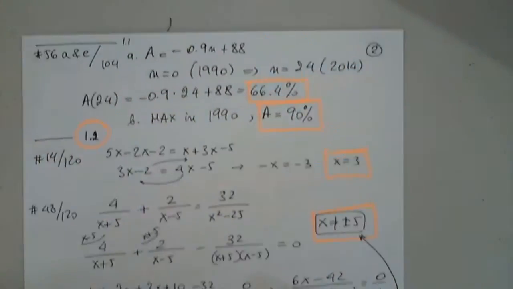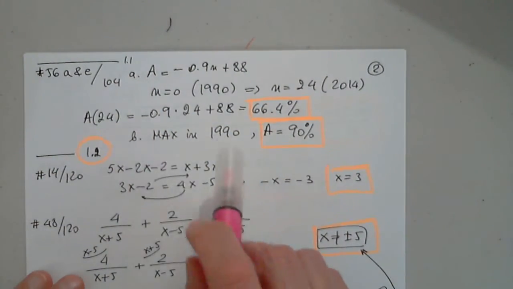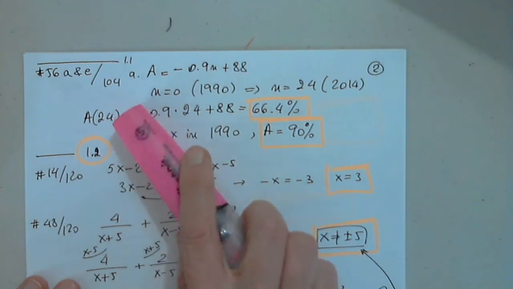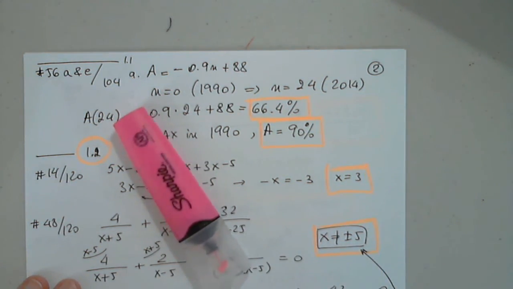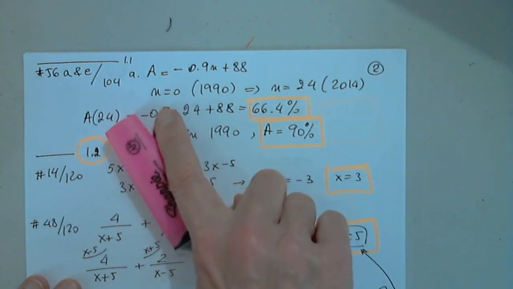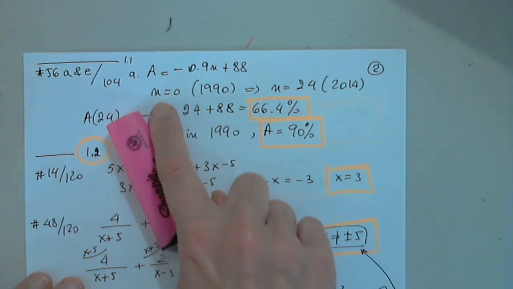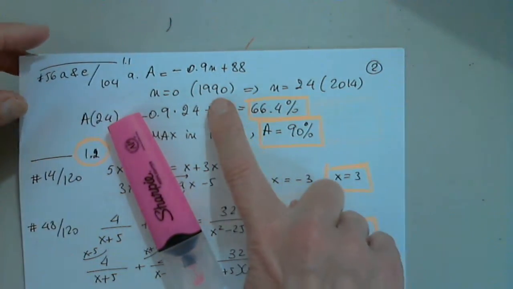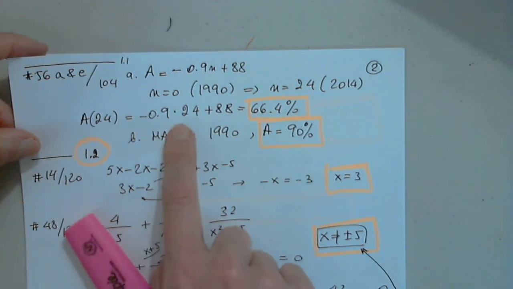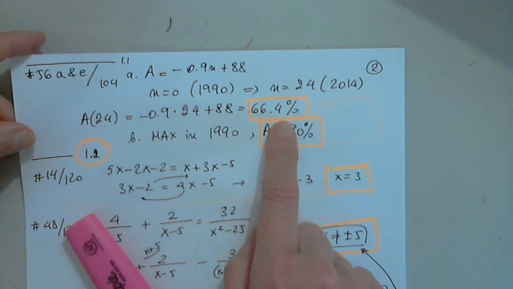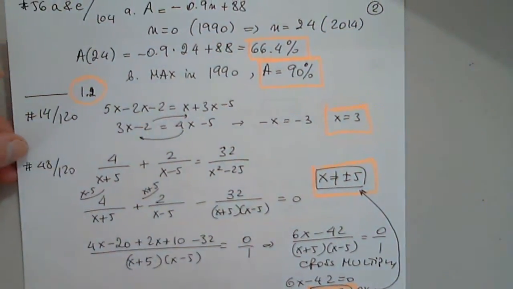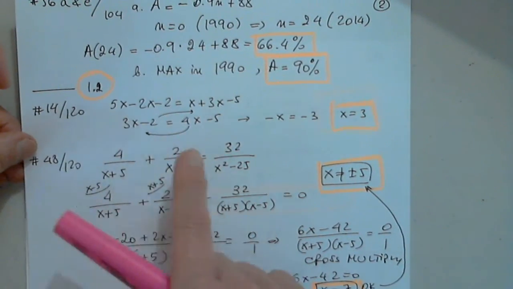Next question, we only had 1.1. We were asked to determine some percentage when n was 24. So n equals 0 represents 1990. 2014 is exactly 24 years later, and we plug it in and we get 66.4%, and the graph gives us this. Section 1.2, we're solving linear equations.